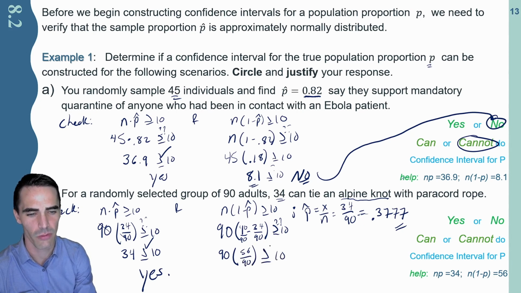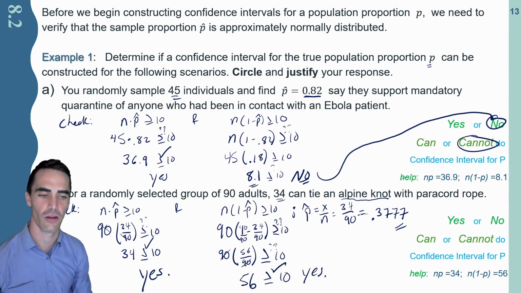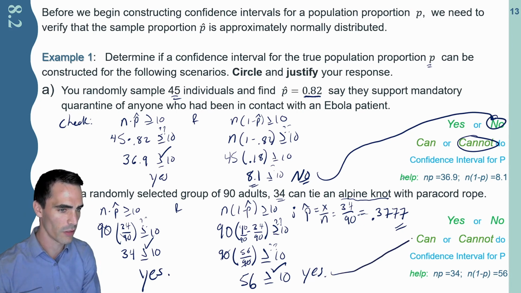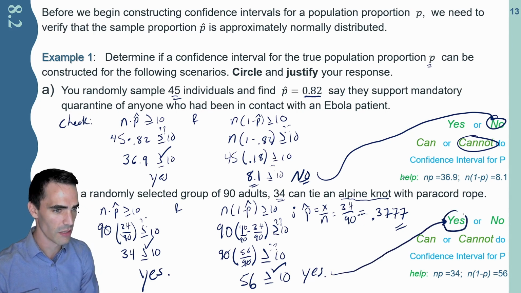Still a question. Maybe we're not sure. Greater than or equal to 10. Just like before, these 90s cancel, and you should be left with just 56, which you betcha, yes, is greater than 10, which is good. Both of these conditions are satisfied. I can go over here. Yes, this is a good enough sample.